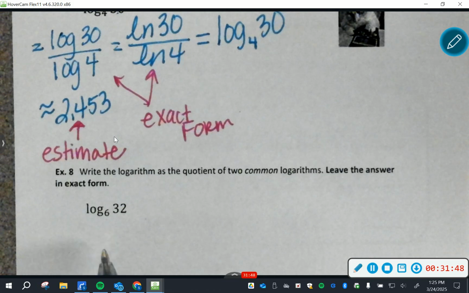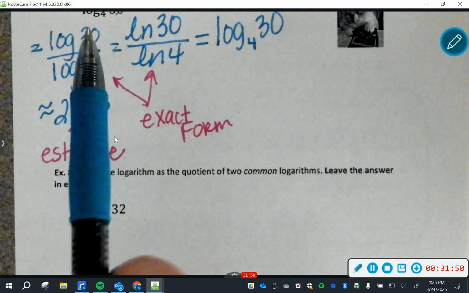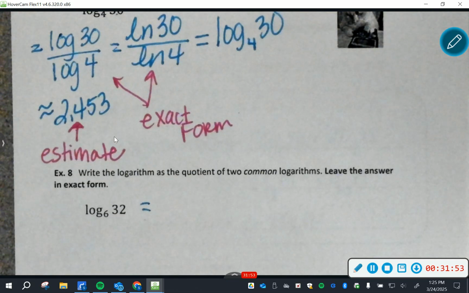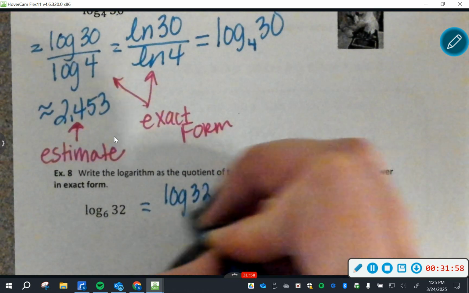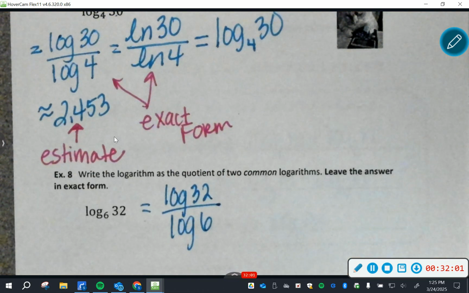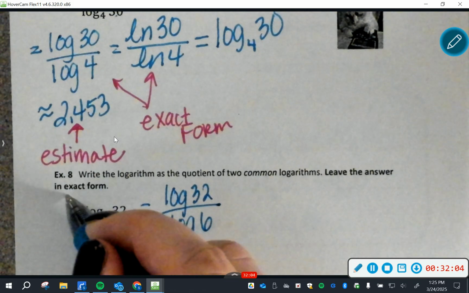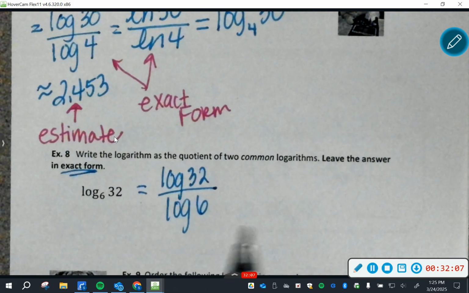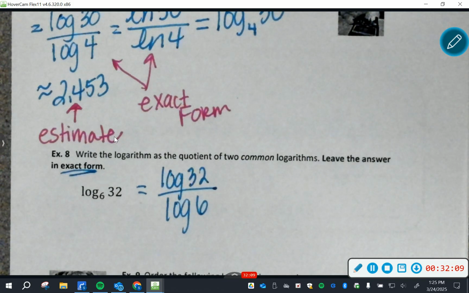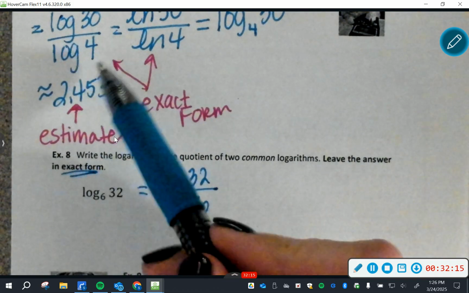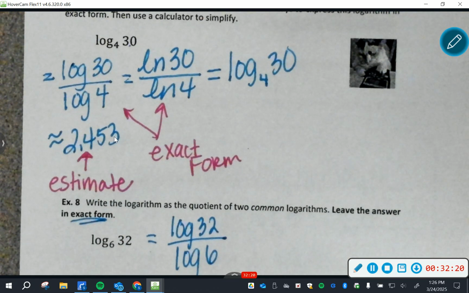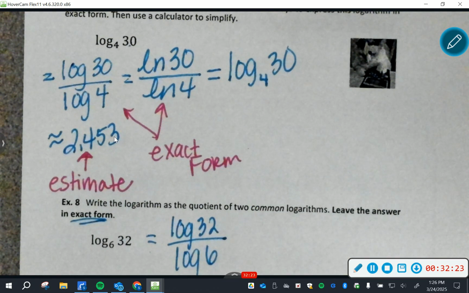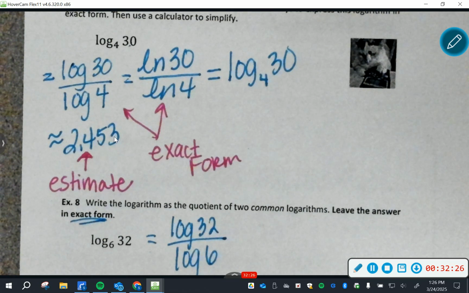So this question is telling me to use common log. If it's telling me to do that, I need to do that. So I would write this as log 32 over log 6. And it says leave it in exact form. All that means is I'm not going to type that in the calculator. I'm just going to leave it as is. That's exact form. So when do we have to use this? When we can't figure out the log and when we can't do it by changing our base on the power chart. The ones that are really annoying, that's where we need to do this.